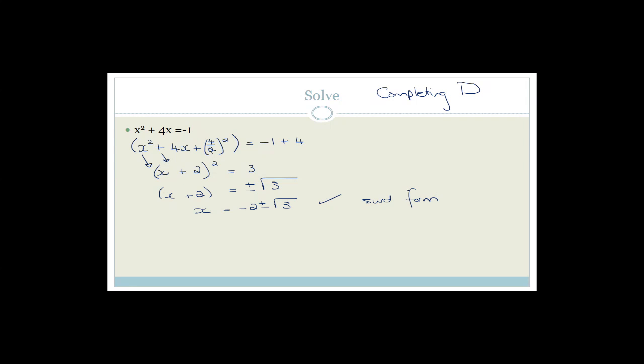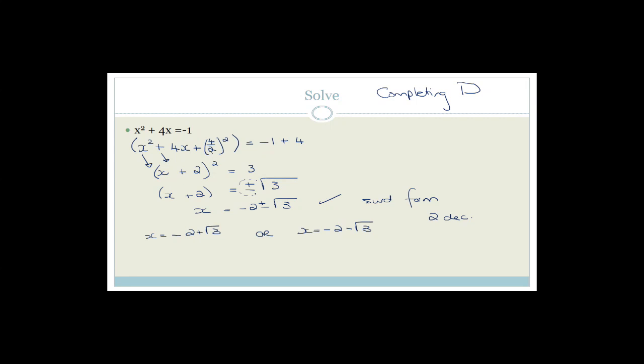Or they might say that you need to round off to two decimal places, in which case we need to get out our calculators. So therefore, we're going to say x is equal to minus 2 plus the square root of 3, or x equals minus 2 minus the square root of 3.